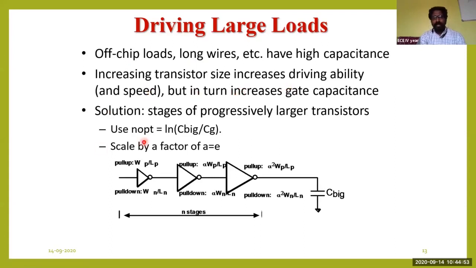So let us see some solutions here. In short, I have written here the solution: the stages of the transistor should be increased. Cascading of the transistors should be done. Different transistors are connected in series in order to overcome these large capacitances. So let us see this concept in detail in the next slides.